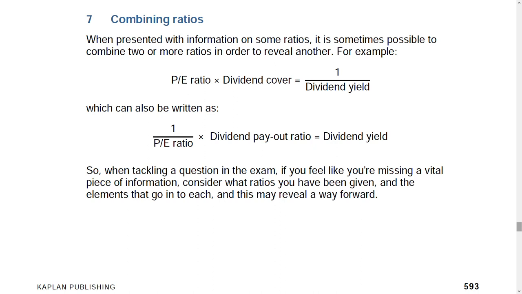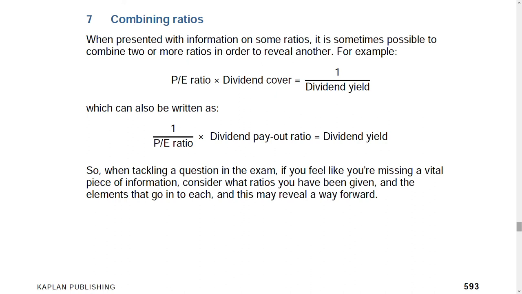Okay, now coming to combining ratios. You have to know how to combine ratios sometimes, it's needed. When presented with information on some ratios, it is sometimes possible to combine two or more ratios in order to reveal another. For example, make sure that you know how you can combine PE ratio into dividend cover is equal to 1 divided by dividend yield.